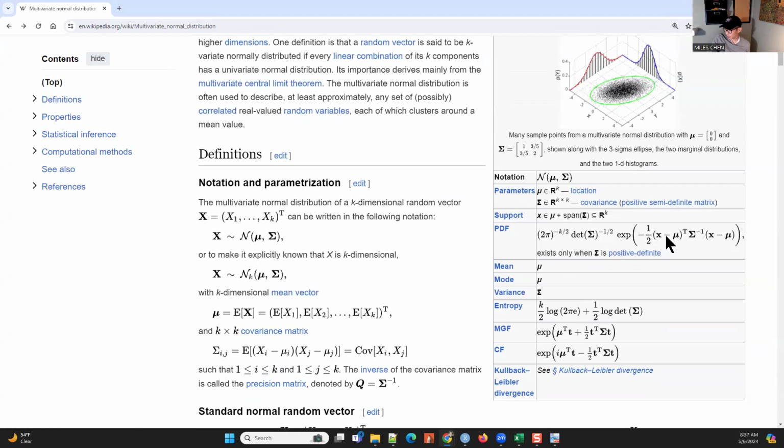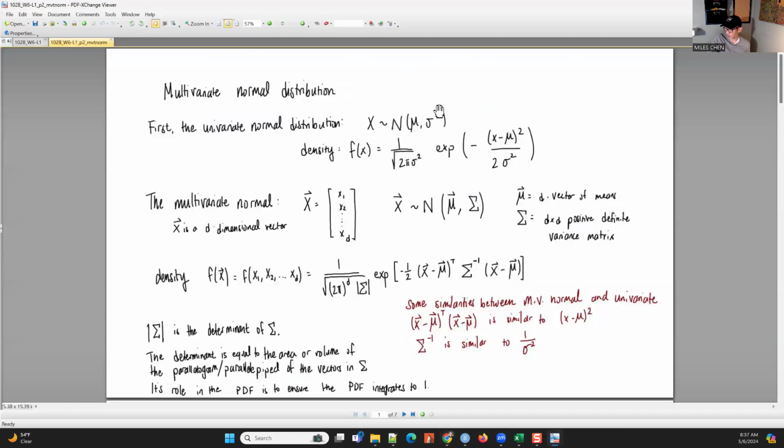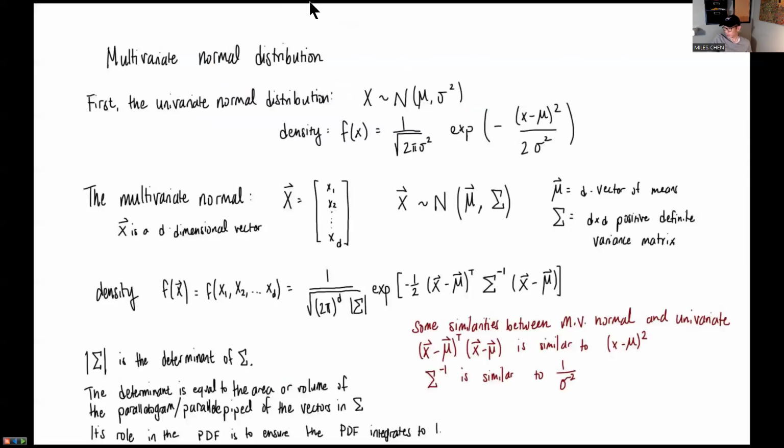So this is the PDF, and let me switch back to my slides here. So first, this is the PDF of the univariate normal distribution. You have x values. They come from a normal distribution. The PDF of that is 1 over root 2 pi sigma squared, e to the power of negative x minus mu squared divided by 2 sigma squared. Okay.